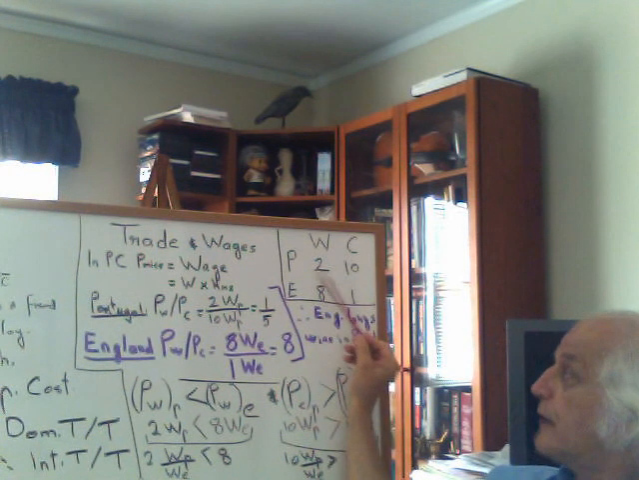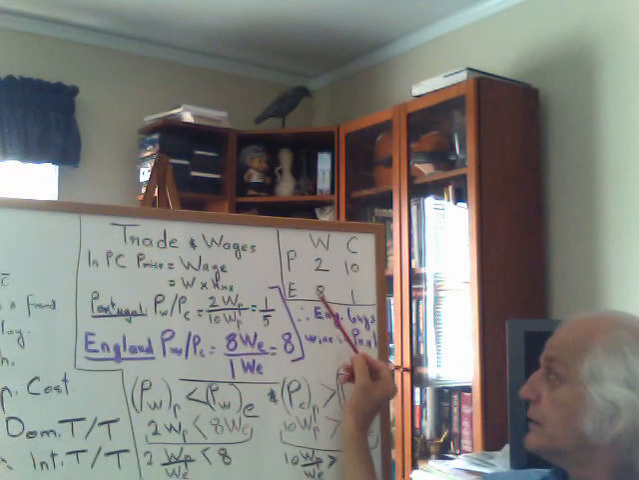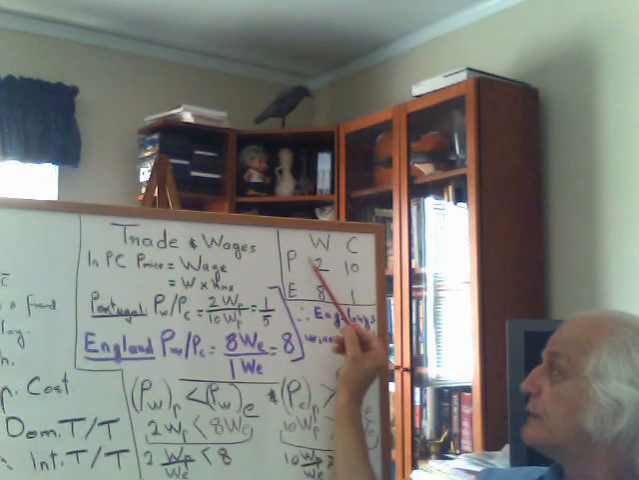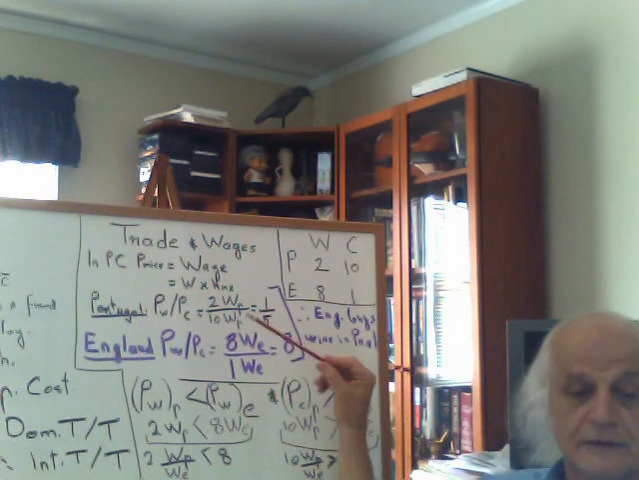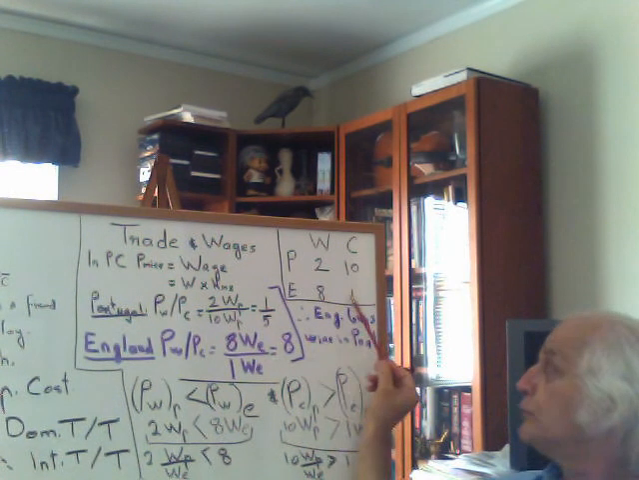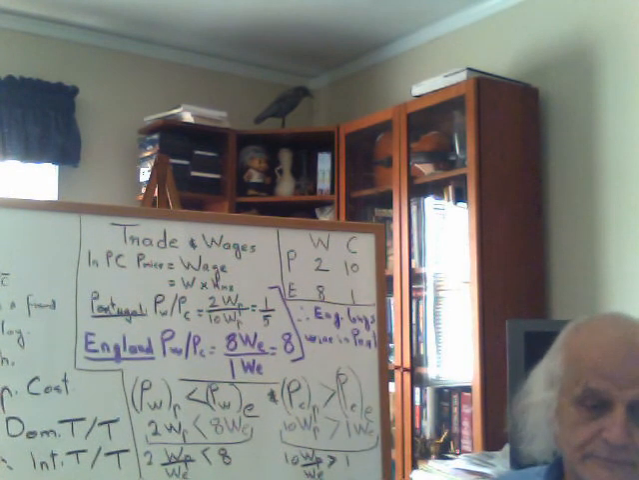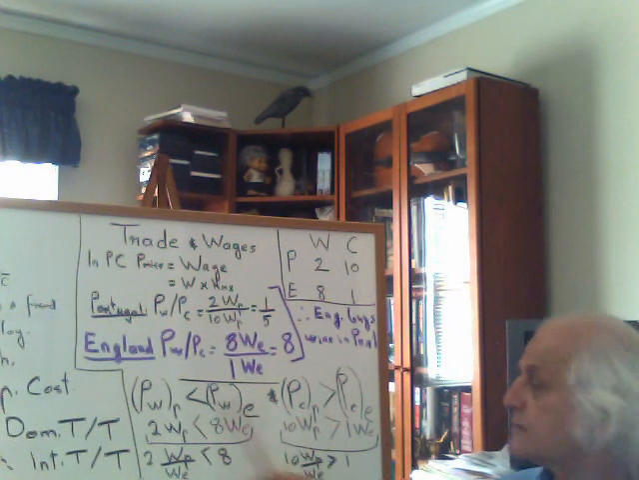So we multiply the hours by the wage rate. So in Portugal it will be 2 times W sub P and 10 times W sub P. In England it will be 8 times W sub E and 1 times W sub E. The other thing is that we're going to set the inequality.